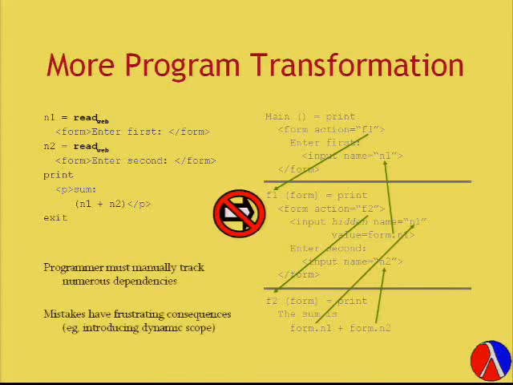So the programmer has to track all of these dependencies, and it's really annoying when you make a mistake, right? In fact, if you make just the right kind of mistake, you can turn a statically scoped program into a dynamically scoped program, right? And if there's one idea we can all agree upon was a really bad idea, it's dynamic scope, except William Cook.